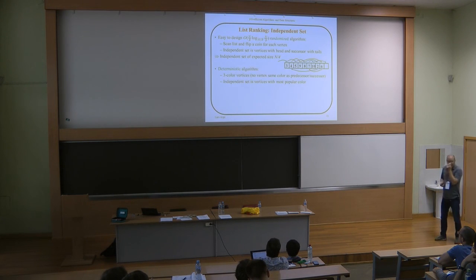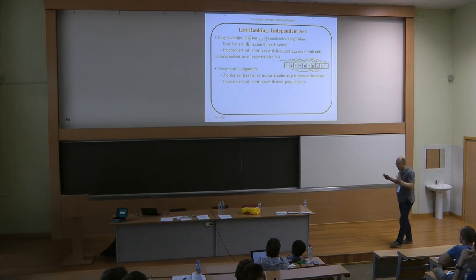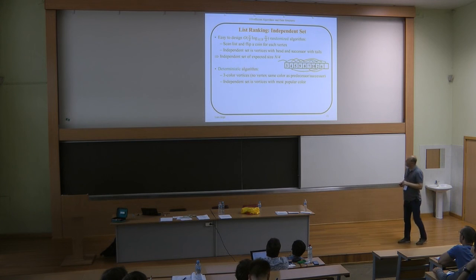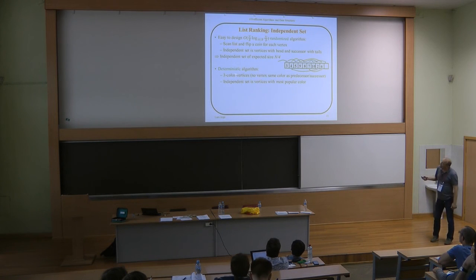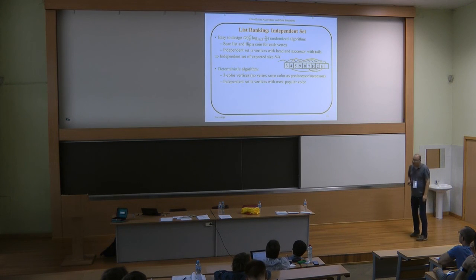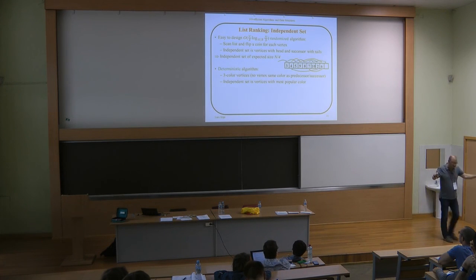But of course, I want to do it deterministically. So I want to be able to find the independent set without doing randomized anything. And what I'm really going to do is find a 3 coloring of the vertices. What is a 3 coloring? It's a coloring of the vertices with 3 different colors so that no 2 neighbors have the same color. Why is that easier than finding the independent set? It isn't, but this is what I'm going to do.